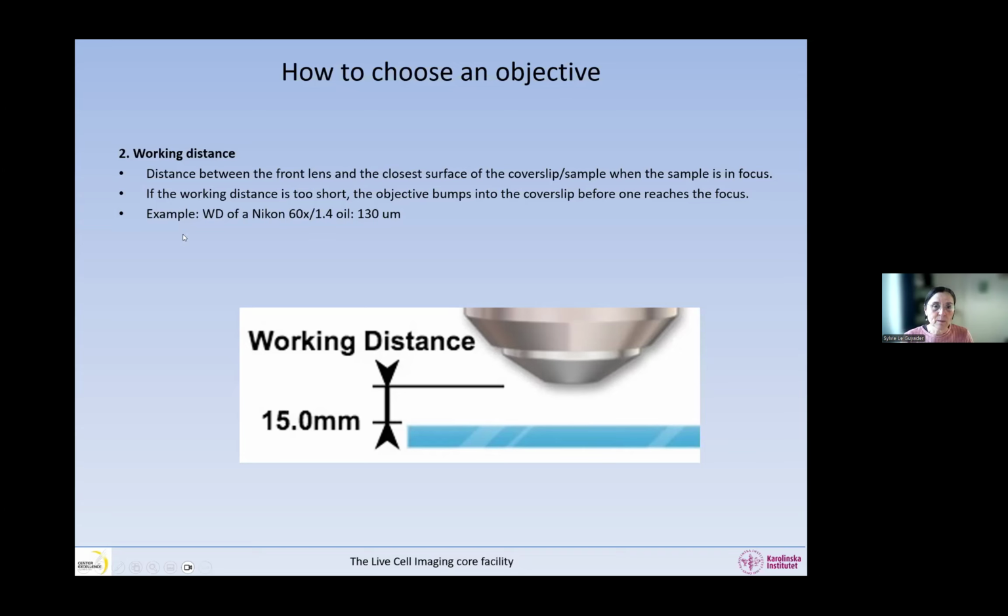This is an example of a Nikon 60X 1.4 oil objective. It has a working distance of 130 microns. And this working distance excludes, let's say, the cover slip. So the thickness of the cover slip is calculated separately. So this is really how much you can focus inside the sample. Okay, so that gives you an idea. If you have a sample that is thicker than this, you can't use that objective, simply.